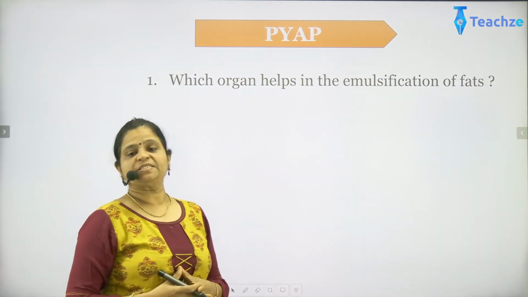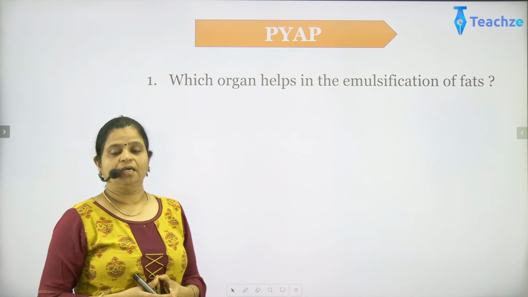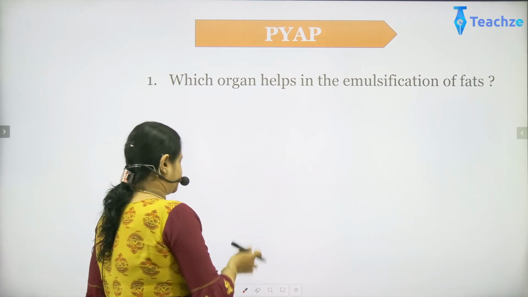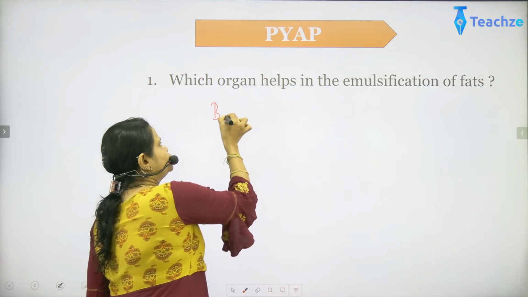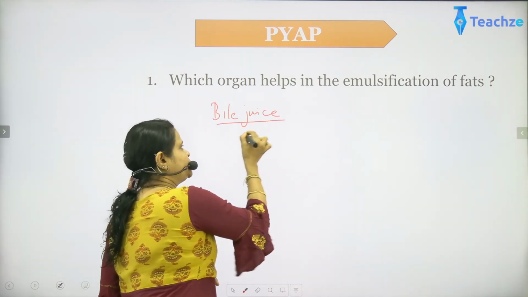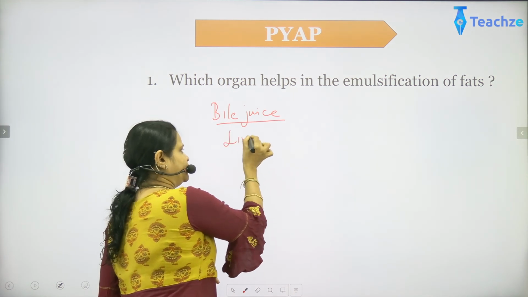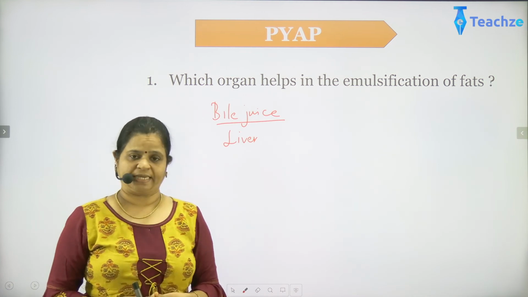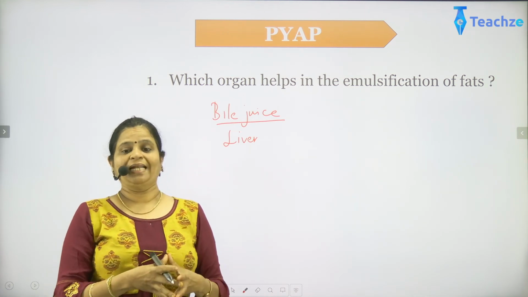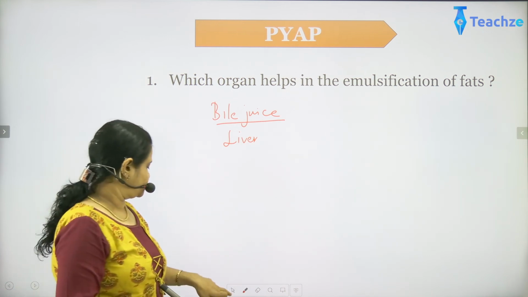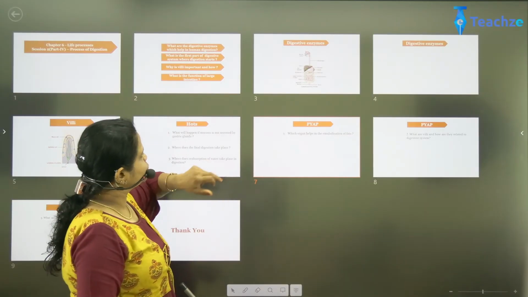Which organ helps in the emulsification of fats? Fats are broken down by the bile juices which are released from the liver. So the bile juice released by the liver will help in the emulsification of fats so that they can be broken down into simpler substances, so that the lipase will work on much simpler products. The next question.